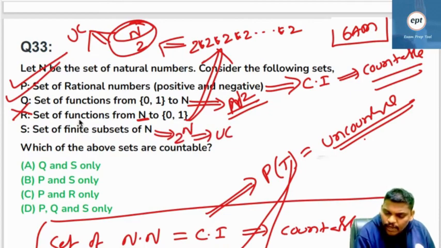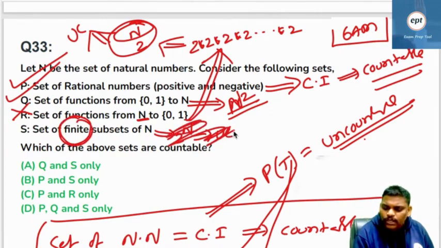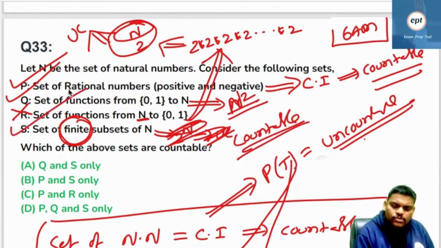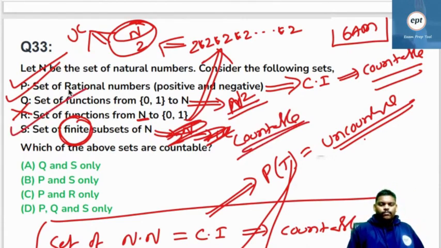But he is saying finite subsets. Finite subsets are countable only. So yes, that is also true. If the question were the set of subsets of N, it would be uncountable. For the set of finite subsets, that is the reason it became countable. So the answer is P, Q, S are countable, R is uncountable. It is a nice problem. Please take care.